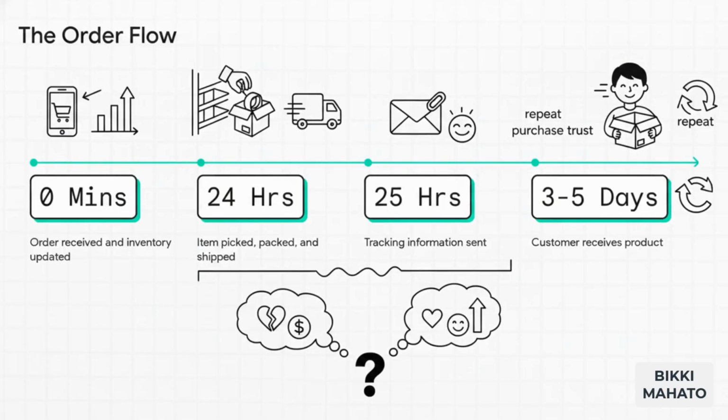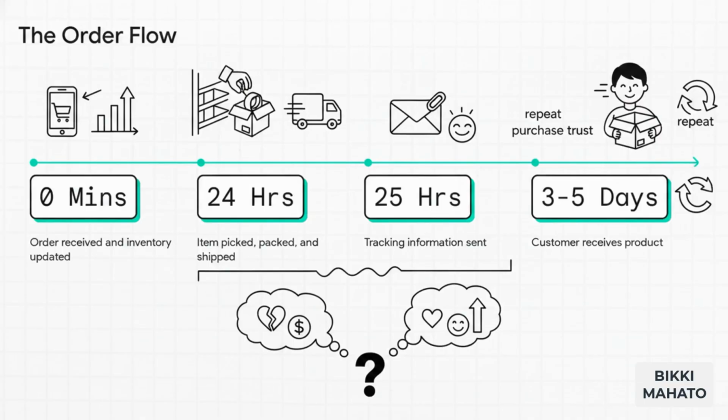The mechanical flow behind the scenes happens incredibly fast. At exactly 0 minutes, the order is securely received by your platform and your inventory automatically updates. Within 24 hours, the physical item is picked, meticulously packed, and handed right off to a shipping courier. By hour 25, the customer has their tracking link, which keeps their anxiety nice and low. And within 3 to 5 days, the product is finally in their hands.